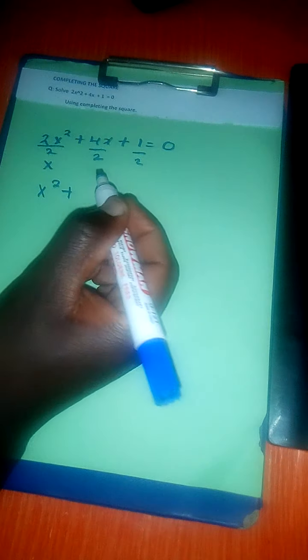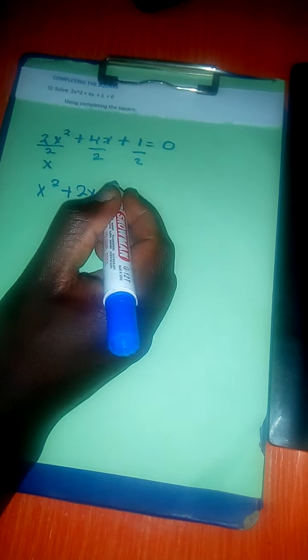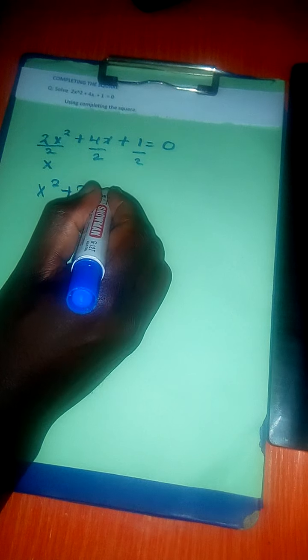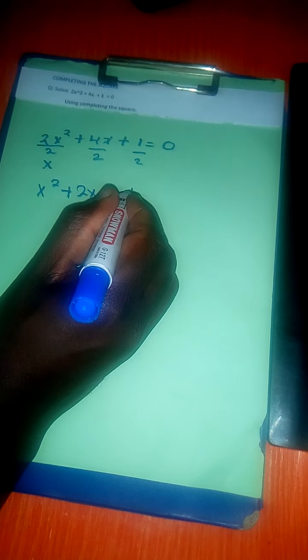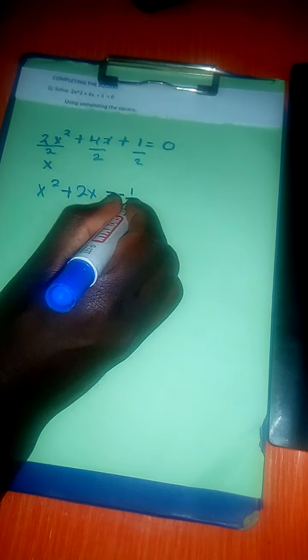So when we divide everything by 2, we will get the values here: x squared plus 2x equivalent to negative a half. So this a half, we just cross to the other side of the equal sign, and we get negative a half.